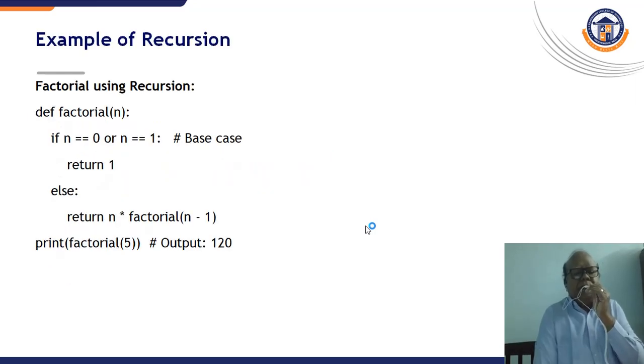For example, factorial. From the main program you are calling the function factorial by passing the value 5. The first time the n value will not be 0 or 1, so it automatically goes to the else part. Again the same function is called, n into factorial of n minus 1, so it will call the same function with 4. Like that it will expand and multiply. When n becomes 0 or 1, it will return 1, and finally the whole multiplication result will be returned.